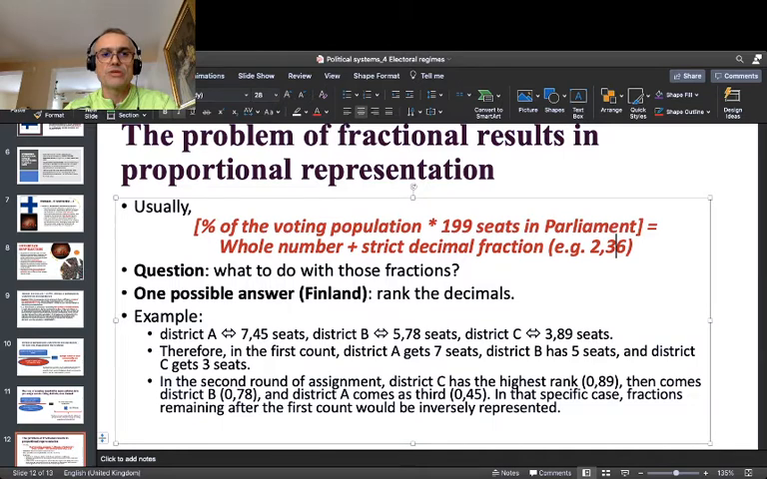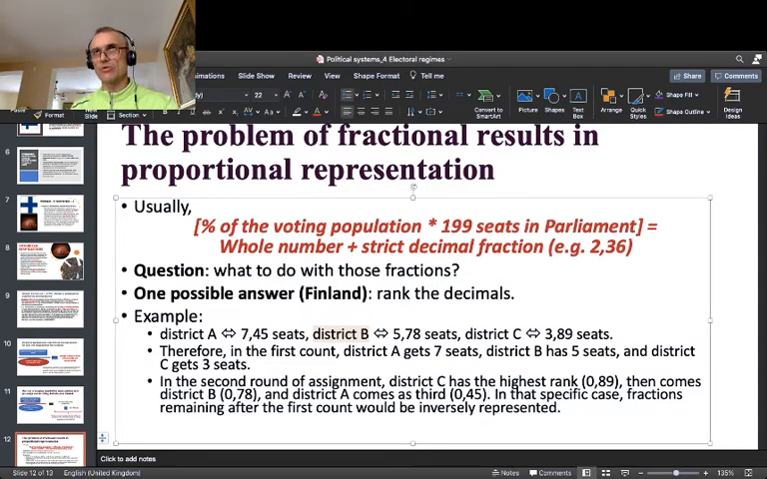We have three districts. District A, which after the initial calculation gets 7.45 seats. District B, which gets 5.78 seats. And District C, 3.89 seats. So in the first count, if we just count the whole numbers, the integers, District A gets 7 seats, so it is the 7 out of 7.45. District B has 5 seats, and District C gets 3 seats.